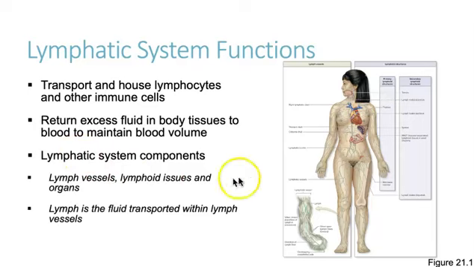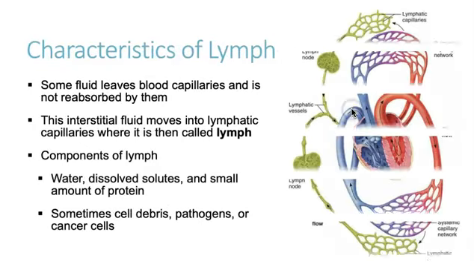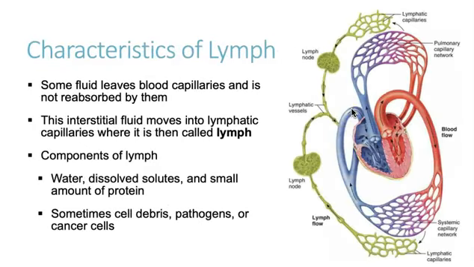And then we have our lymphatic system components. So you can see throughout the body, we have these lymphatic vessels and our lymphoid tissues and organs, which you can see a couple of them here. And our lymph is going to move through these lymphatic vessels, again, to make it back to our circulatory system. So first, let's talk about some of the characteristics of lymph.